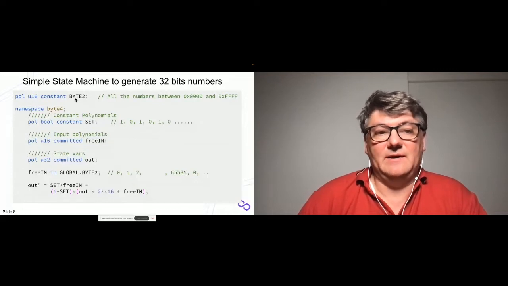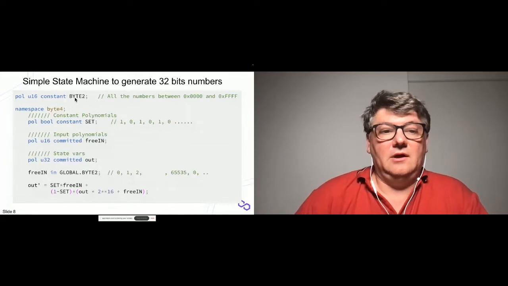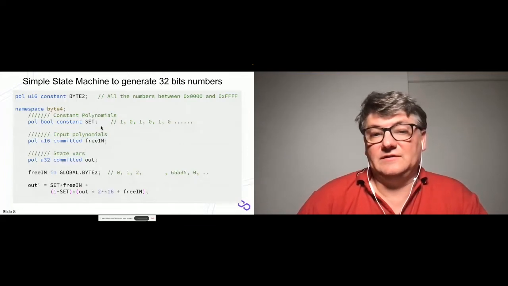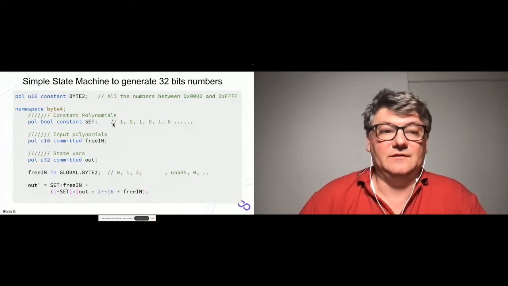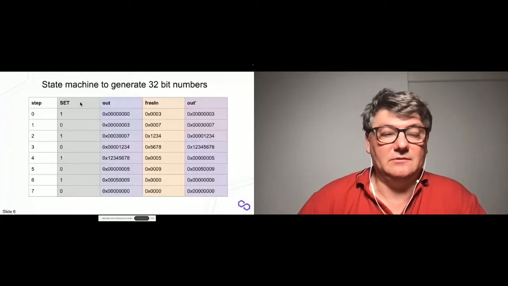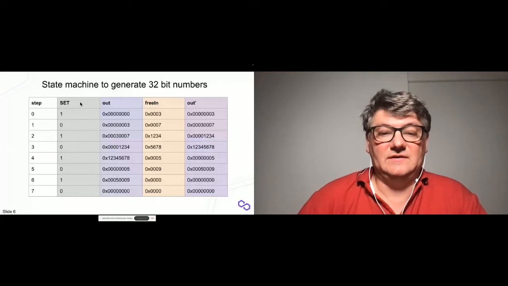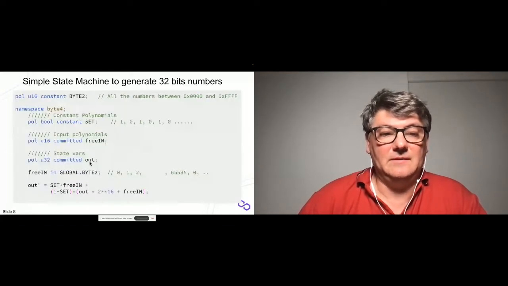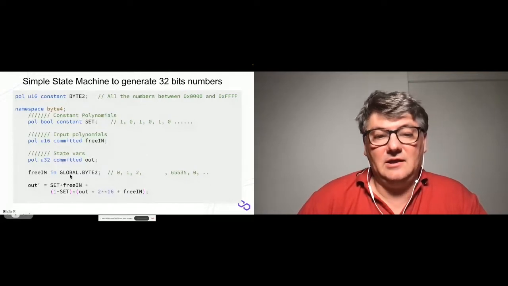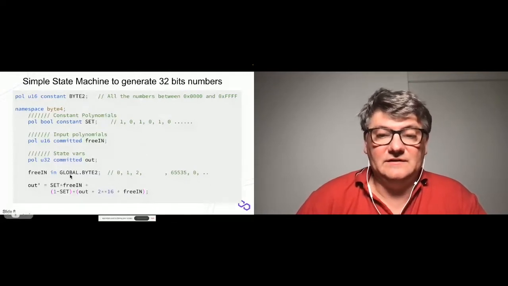Okay, and then here we define this state machine. We call it byte 4. Here we have a constant. The constant is just a constant polynomial. It's 1, 0, 1, 0, 1, 0. It's the one that we saw here. Okay, this is defined. Here we have a committed polynomial. This is free in. This is the input, the one that is 16 bits. Here in this line, we see that free in must be in global byte 2. This is the first thing that we see.